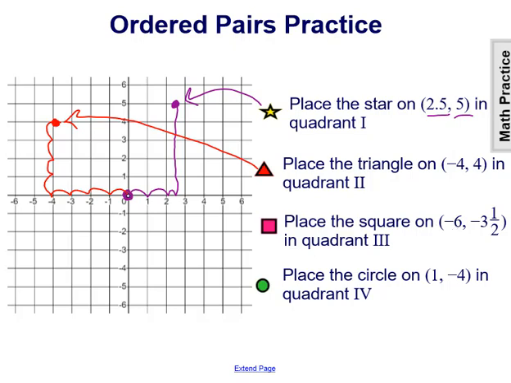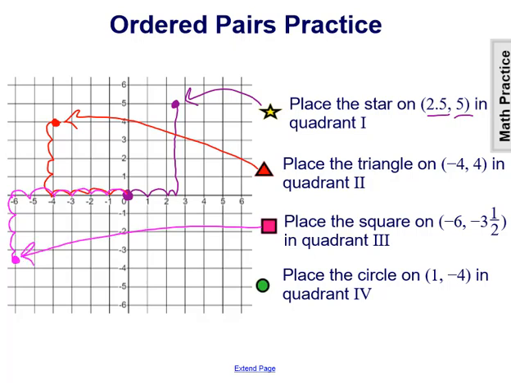I'm starting at the origin, and then the -6 says to go left 6. So 1, 2, 3, 4, 5, 6. And then it says the second number is -3 1/2. So that says from -6 on the x-axis to go down 1, 2, 3 1/2. So that point, -3 1/2, is somewhere in between -3 and -4, you estimate roughly halfway between the boxes. That's where we're placing the square.